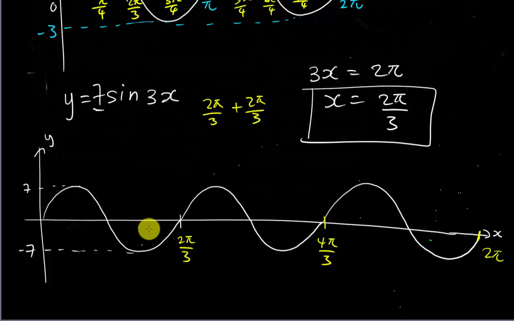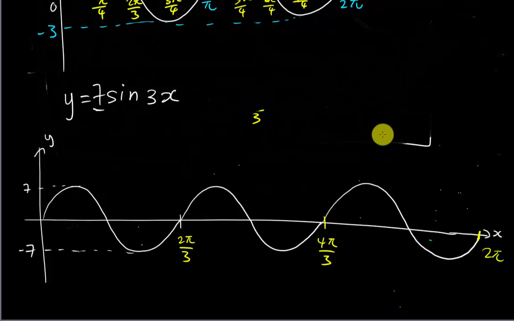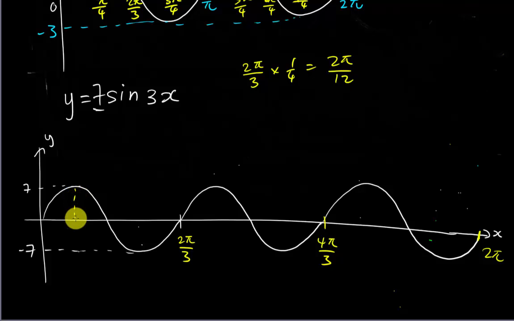But how are you going to label here? Because you're going to divide by 4, isn't it? So if you divide 2 pi over 3 by 4, that actually means multiply by 1 over 4, isn't it? So you'll get 2 pi over 12. That means you will need to keep on adding 2 pi over 12. If I label this one, of course 2 pi over 12, I can simplify it to pi over 6. So I will say this is pi over 6.